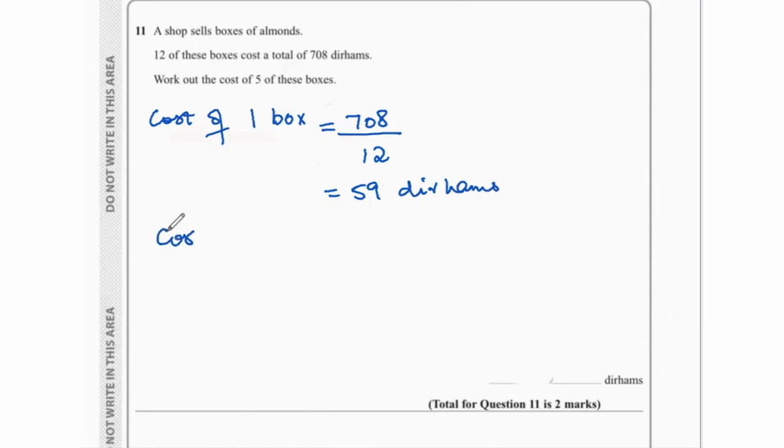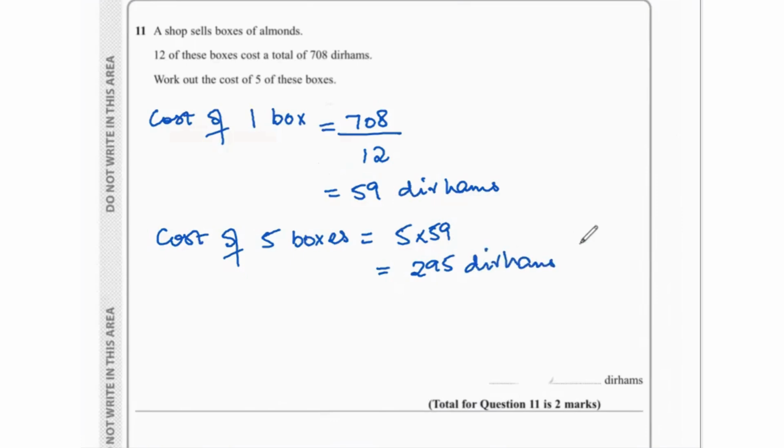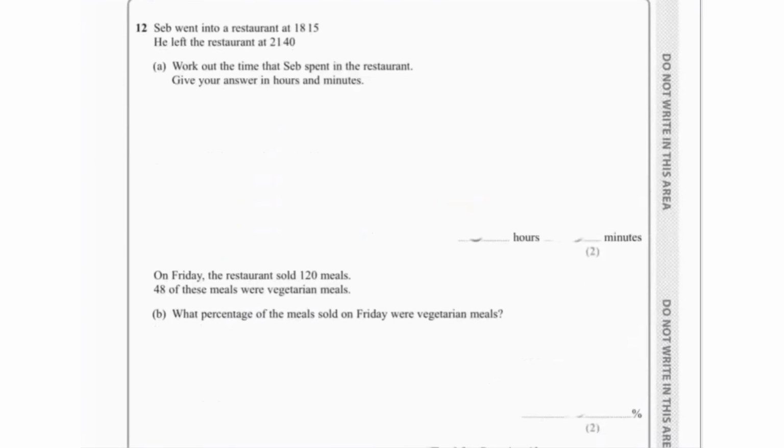Now the cost of 5 boxes is going to be 5 times 59. That equals 295 dirhams. So that is your answer.